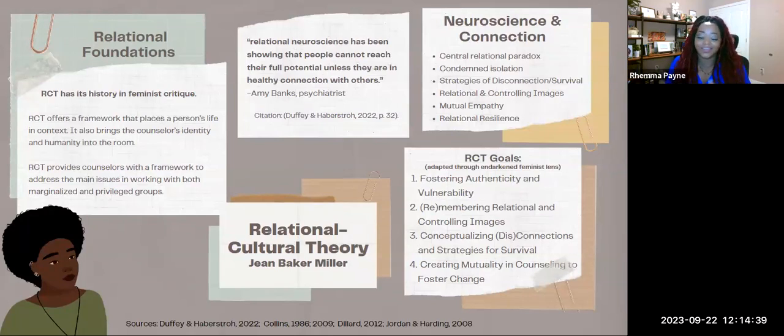I feel, and this is my interpretation based on Miller's work and the other collaborators she worked with and others who've continued the work, that this framework can place the client's experience, their personhood, in context, but also bring the counselor's identity into the room. So this was my introduction to the idea that I really can't keep myself out of the room, right? This neutral stance that I think at times we're taught.